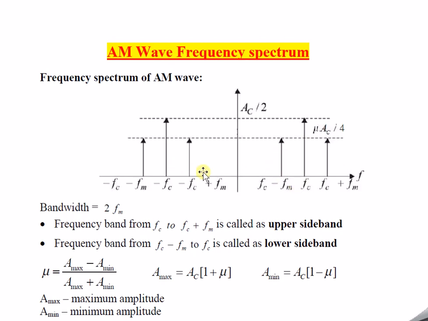In a similar way, on the left side also you can see it is the same way, lower sideband and upper sideband. So now the question arises. Now it is clear. First point is clear: the frequency band from FC to FC plus FM is the upper sideband, and FC minus FM to FC is the lower sideband. This is repeated in this part also. So now the question arises: how does this bandwidth of 2FM come?